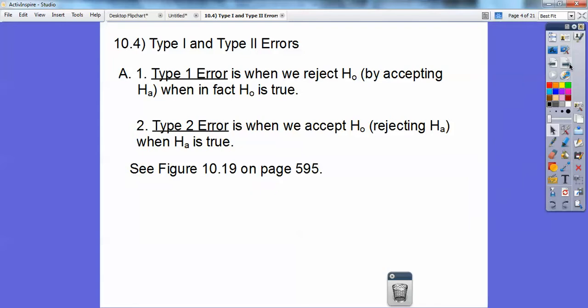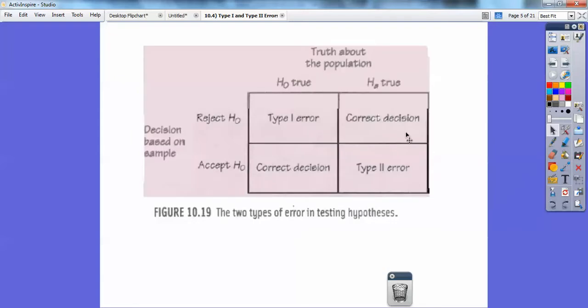So this figure is coming up right here. It's just a picture that shows you type 1, type 2. So if we reject H0 when H0 is true, then it's a type 1 error. If we reject H0 when HA is true, then that was a correct decision. If we accept H0 when H0 is true, that's correct. And if we accept H0 when HA is true, then that's a type 2 error.